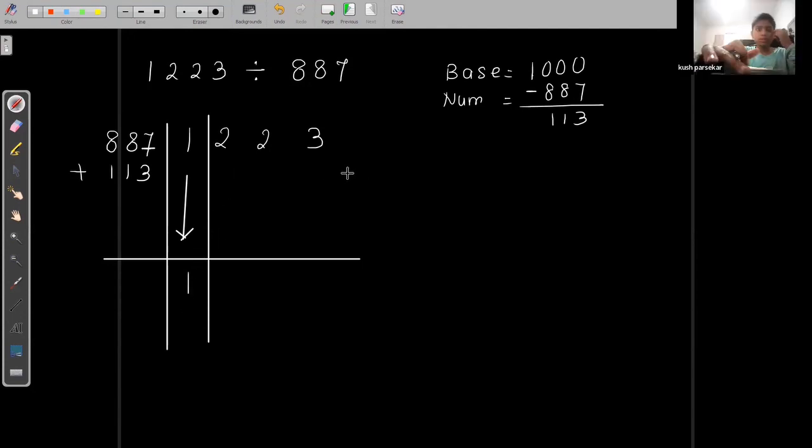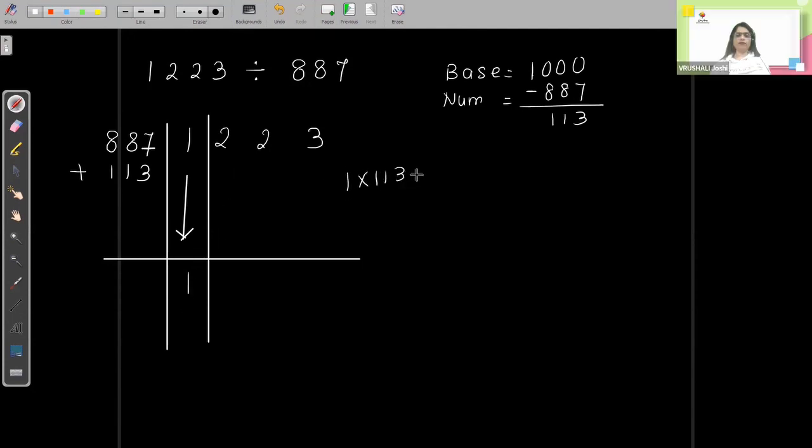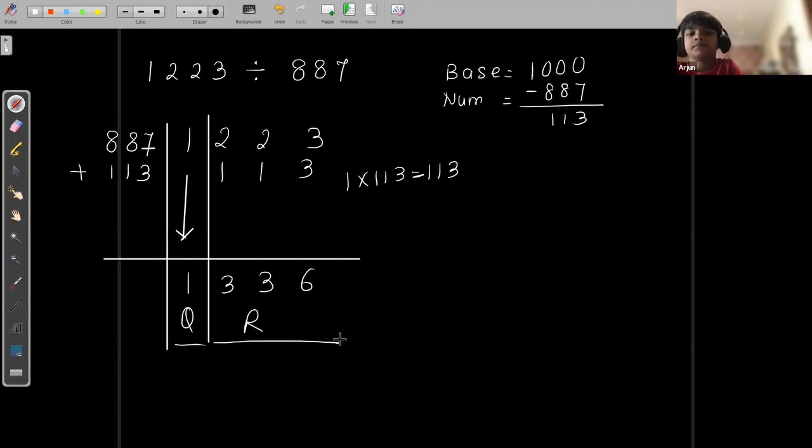Ma'am, I got the answer. Yes. Isn't it very fast? Yes, ma'am. It's going to be 113. 2 plus 1 is 3. 2 plus 1 is 3. And 3 plus 3 is 6. This is the quotient and this is your remainder. Arjun, did you get it?